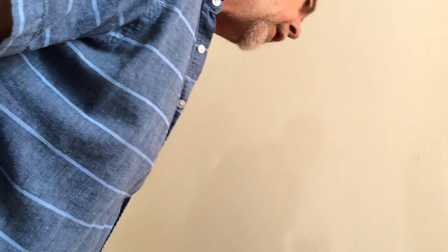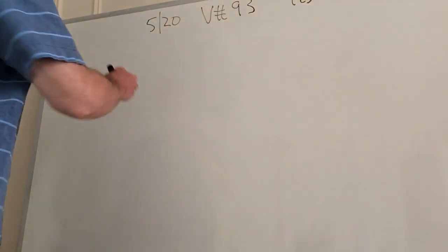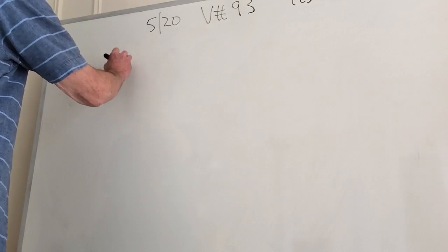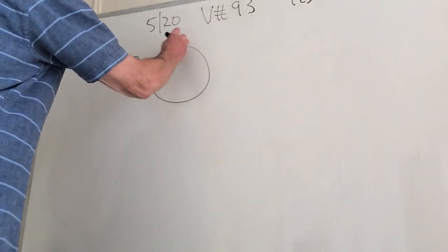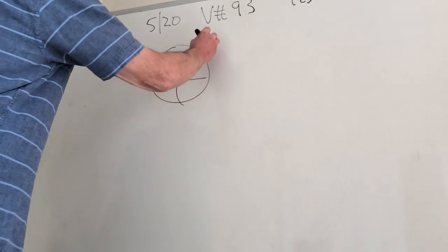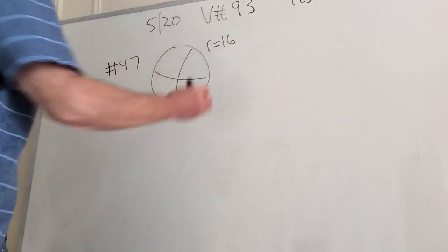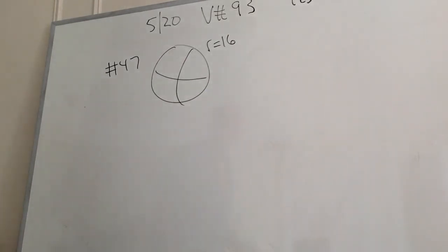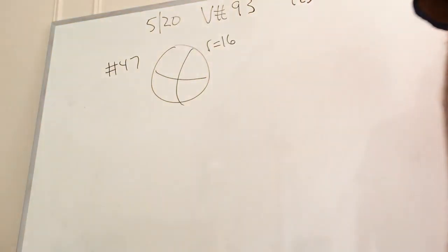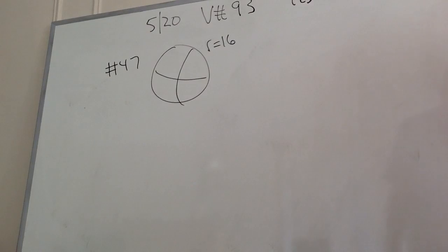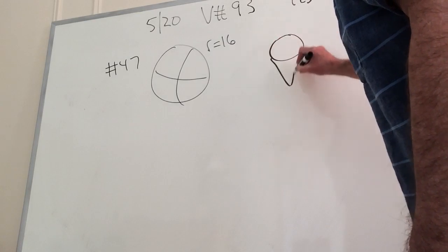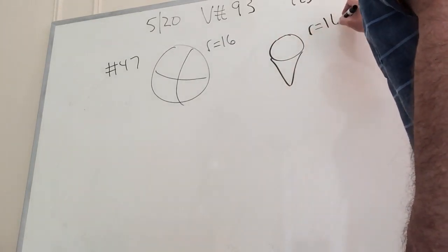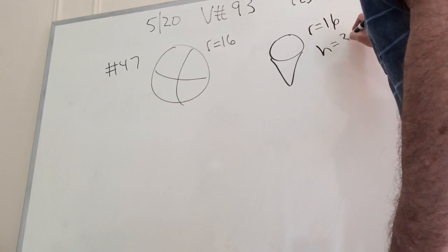And now we're going to do number 47. We have enough time. And they say, which is larger, this sphere, and the radius is 16. That's all we need to know about the radius here. And then they talk about a cone with the same radius and a height of 32. So there's a cone. It's got the same radius and it's got a height of 32.